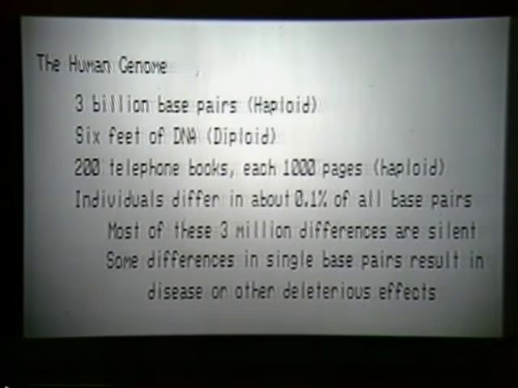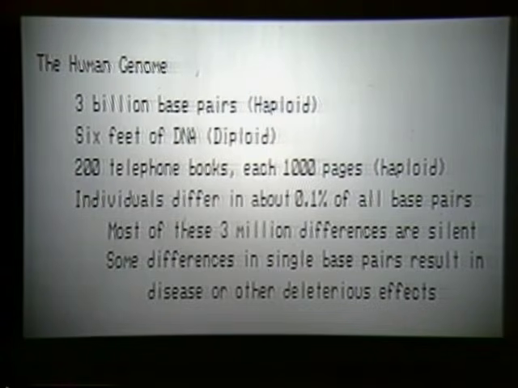Now, the human genome is very big, and I have different analogies which work for different people to let them comprehend just how massive the task is. The haploid is 3 billion base pairs. Of course, the diploid is 6 billion base pairs. That would be a typical cell. The DNA molecules that make up that genome, extended end to end, actually measure 6 feet for the diploid, which is about the size of a human.